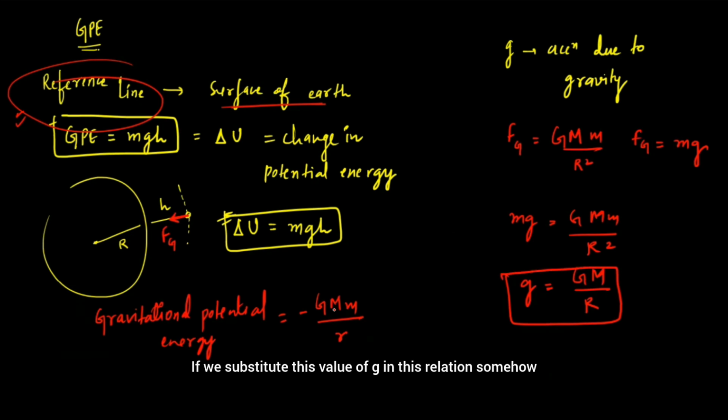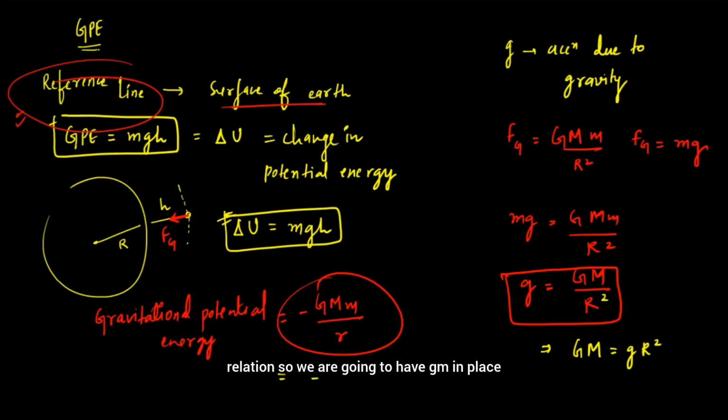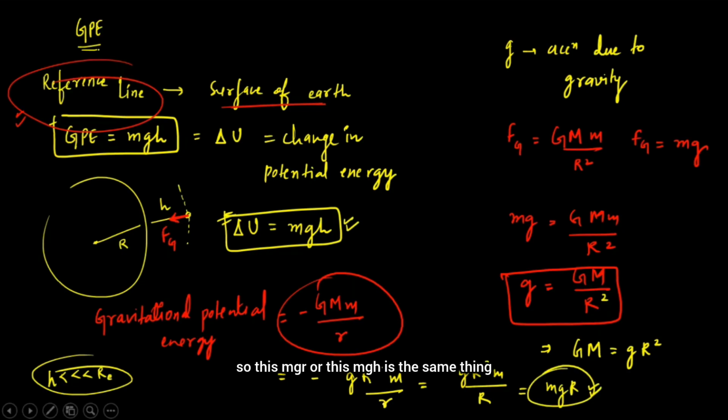If we substitute this value of g in this relation, let us substitute the value of GM here. GM is going to be g r square. So in place of GM, I am writing g r square m over r. Now this r we can write as the radius of Earth if the object is close to the surface of Earth, or if this h is very small in comparison to the radius of Earth. So we can write this as g r square m over r only, so it is mgr.